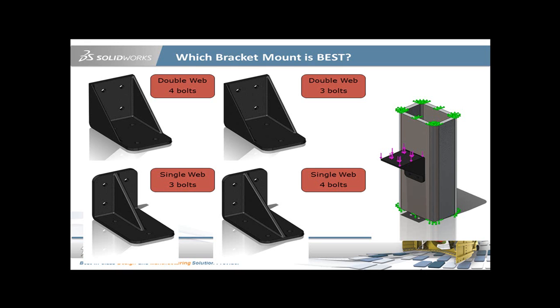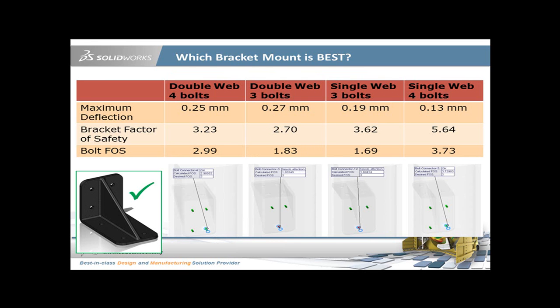There are four configurations here: double web and single web mounting brackets, each with 3 bolts and 4 bolts respectively. By using the simulations, the results are easy to obtain and compare side by side. So the single web with 4 holes is the best design, and 3 bolts is insufficient to mount the bracket for both web configurations.